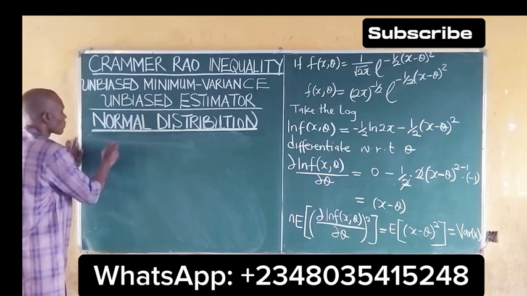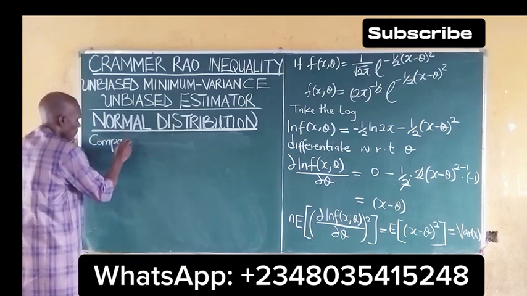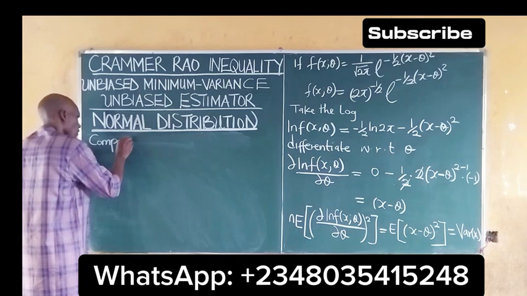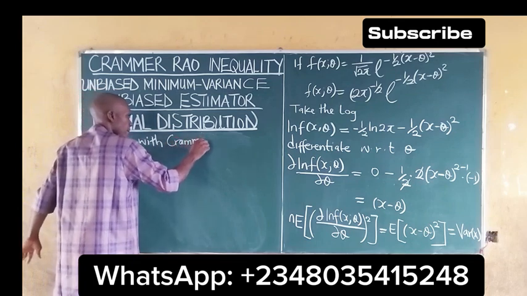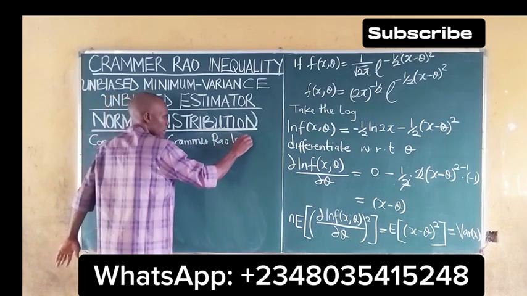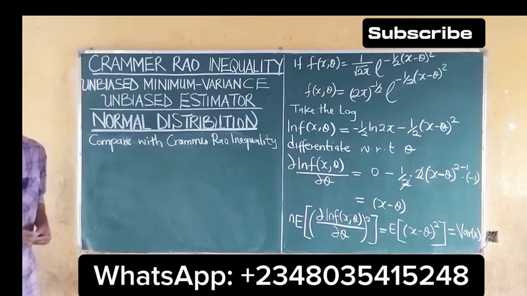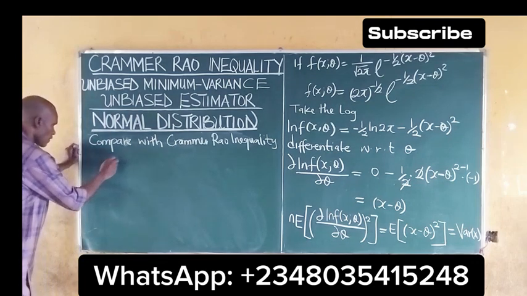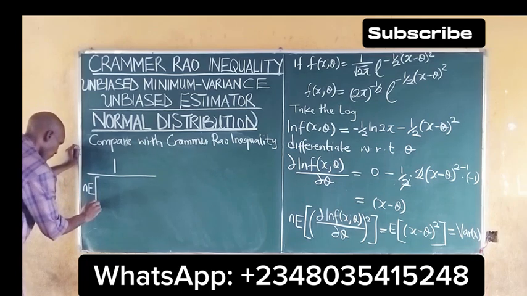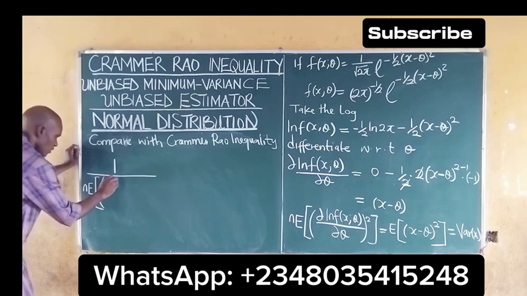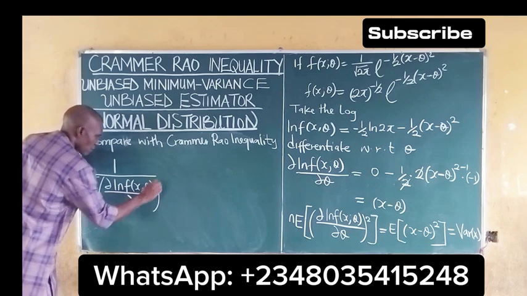So comparing it with our Cramér-Rao inequality, if we compare it, we have 1 all over n multiplied by our expected value of the derivative of the log of our given PDF, all over this, squared.